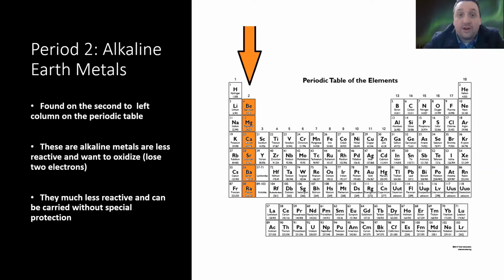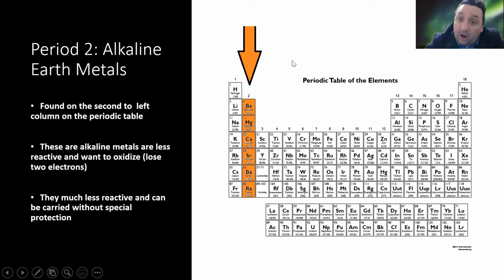The second group is the alkali earth metals, period 2. This is the second column on the left, and these are metals that want to get rid of 2 of their electrons. They're much less reactive because they're a bit more stable, but they will react with halogens or oxygens and give away their extra electrons. They can be handled without special protective material, but they're not quite as reactive.